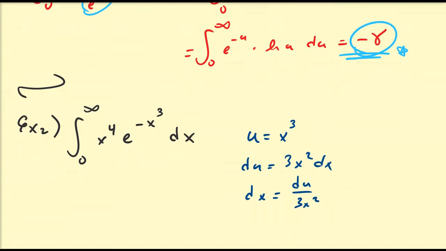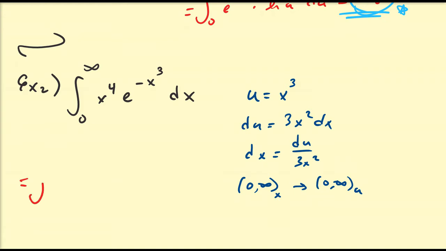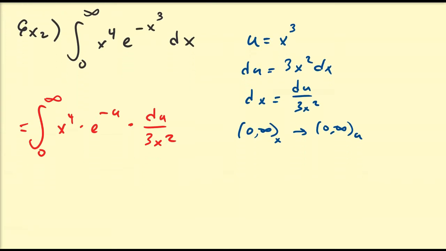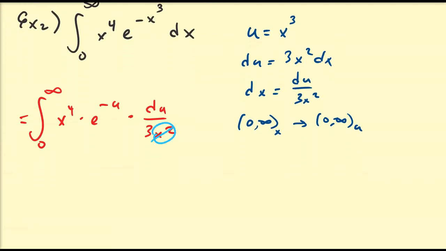It's very easy to see that the interval for x, 0 to infinity, is going to be mapped to the interval 0 to infinity for u as well. So this integral is then transformed into the following. We have the integral from 0 to infinity of x to the fourth times e to the minus u times du divided by 3x squared. We have x to the fourth over x squared, and we can cancel that to make x squared. So we just get the integral from 0 to infinity of x squared times e to the minus u du.